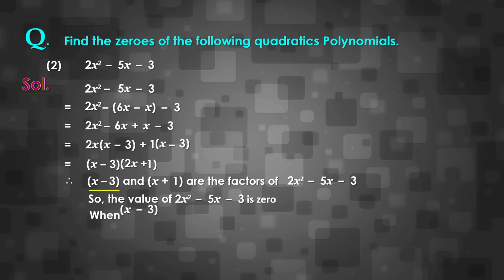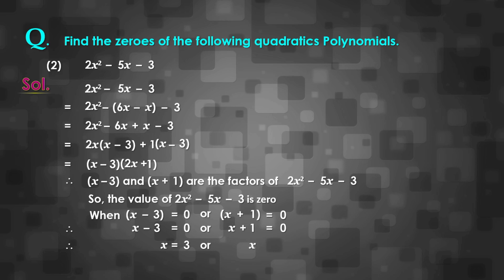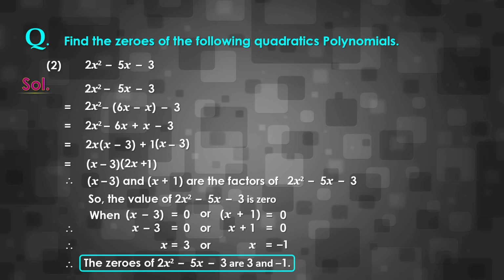Now, to find the zeros, we equate each factor to 0. First, x minus 3 equals 0. This gives x equals 3. Second, 2x plus 1 equals 0. This gives x equals minus 1 by 2. Therefore, the zeros of the quadratic polynomial 2x squared minus 5x minus 3 are 3 and minus 1 by 2.